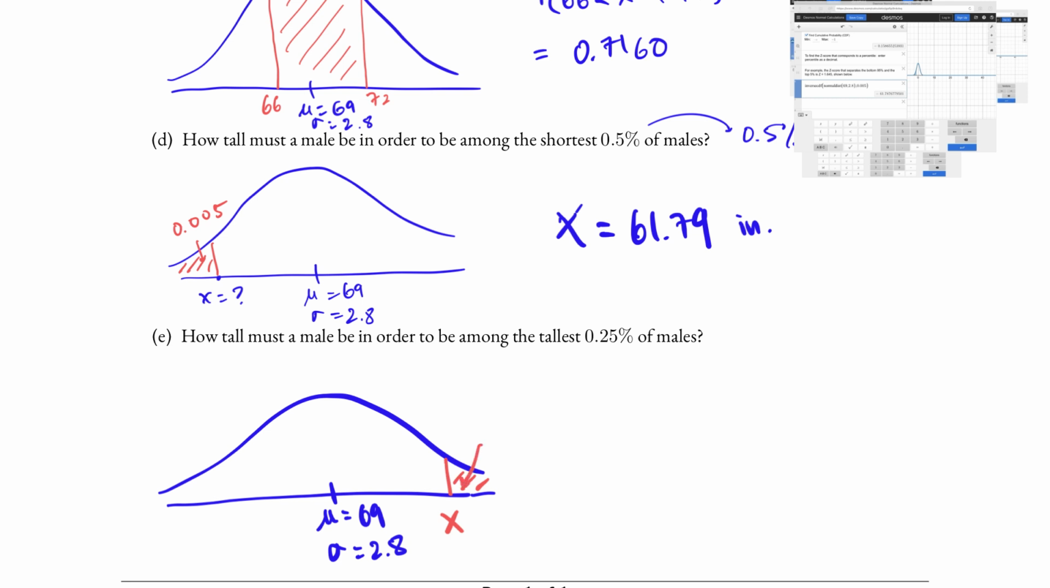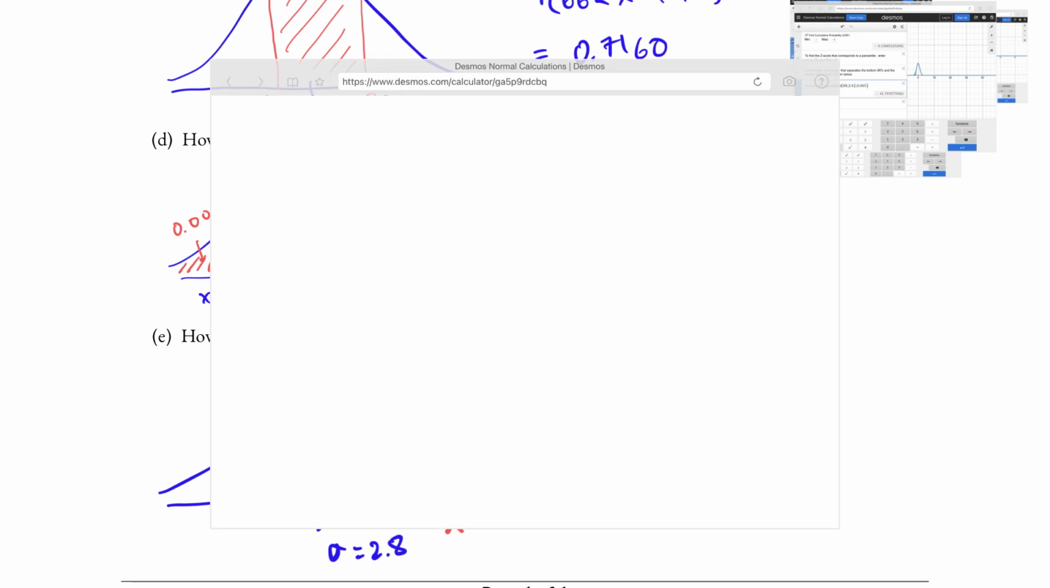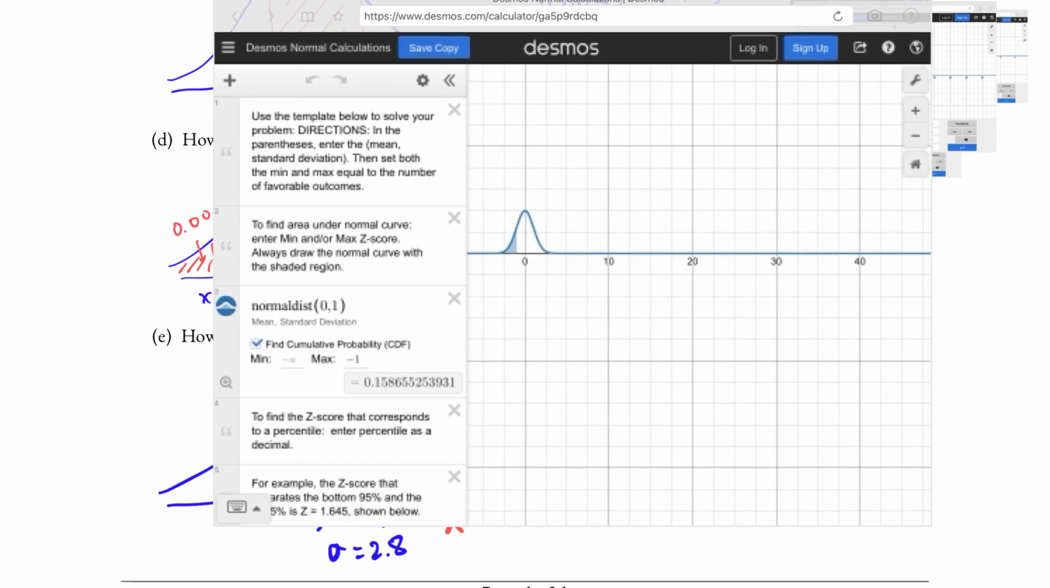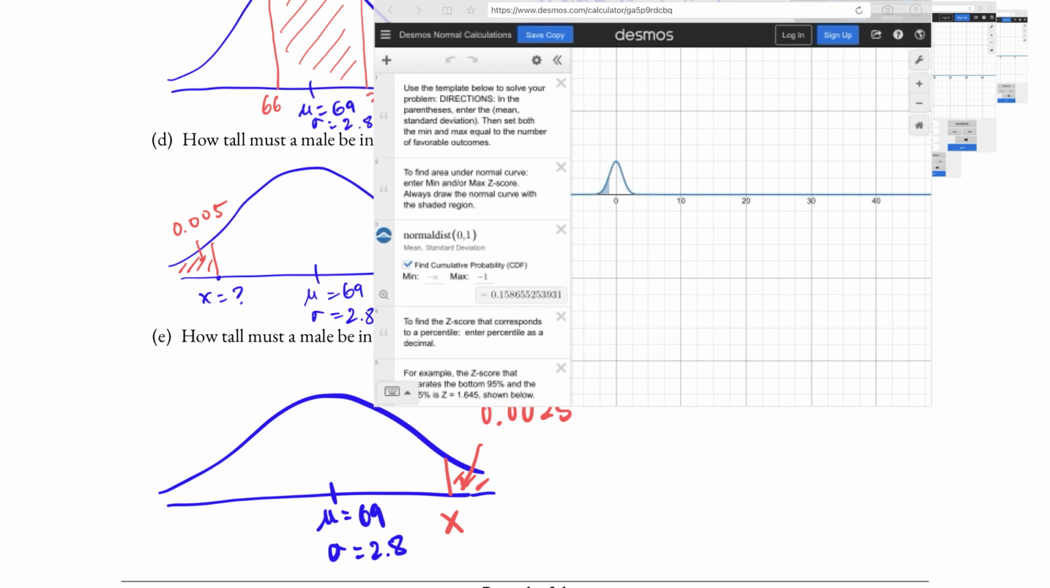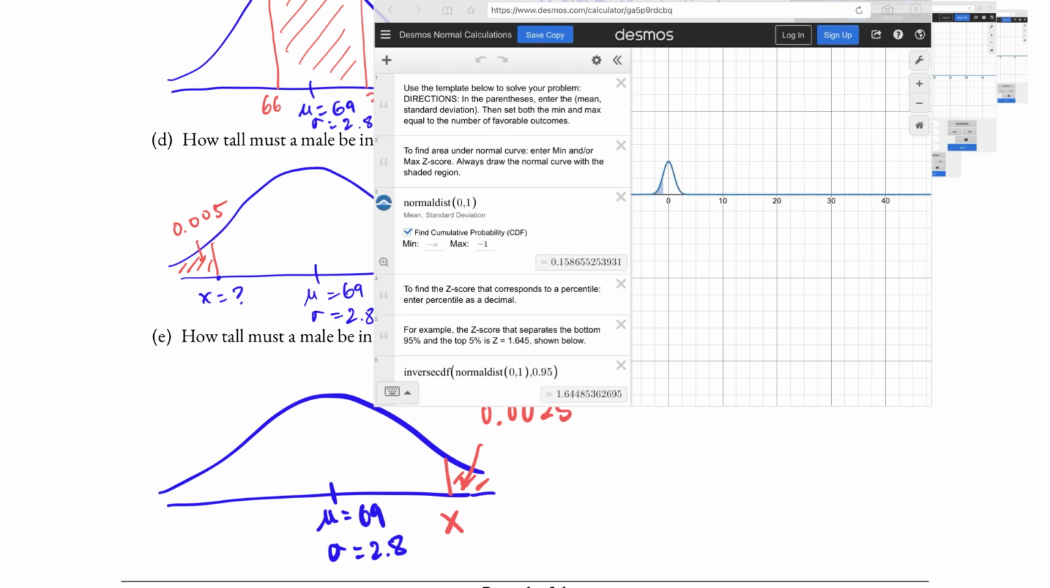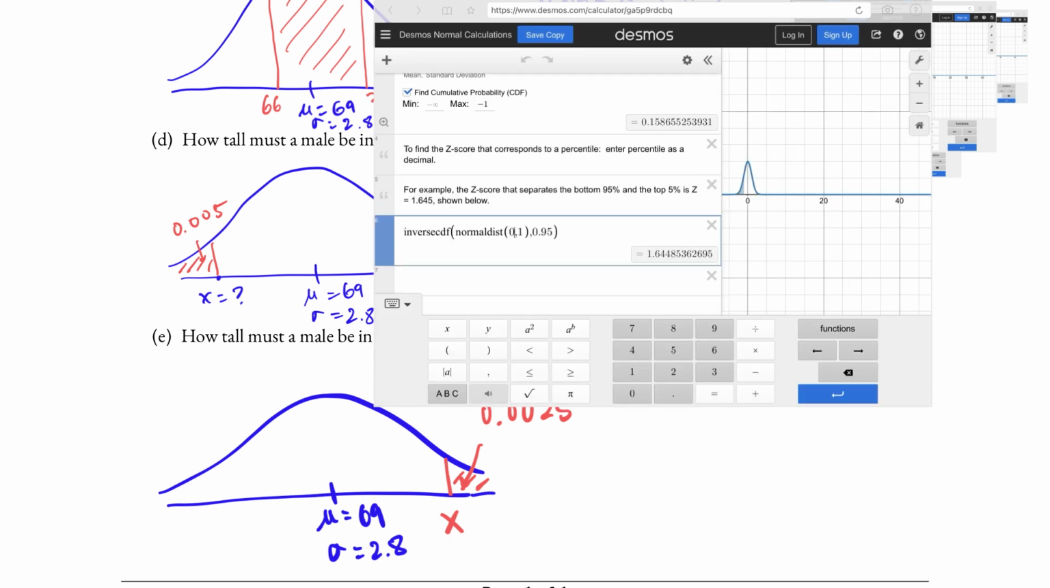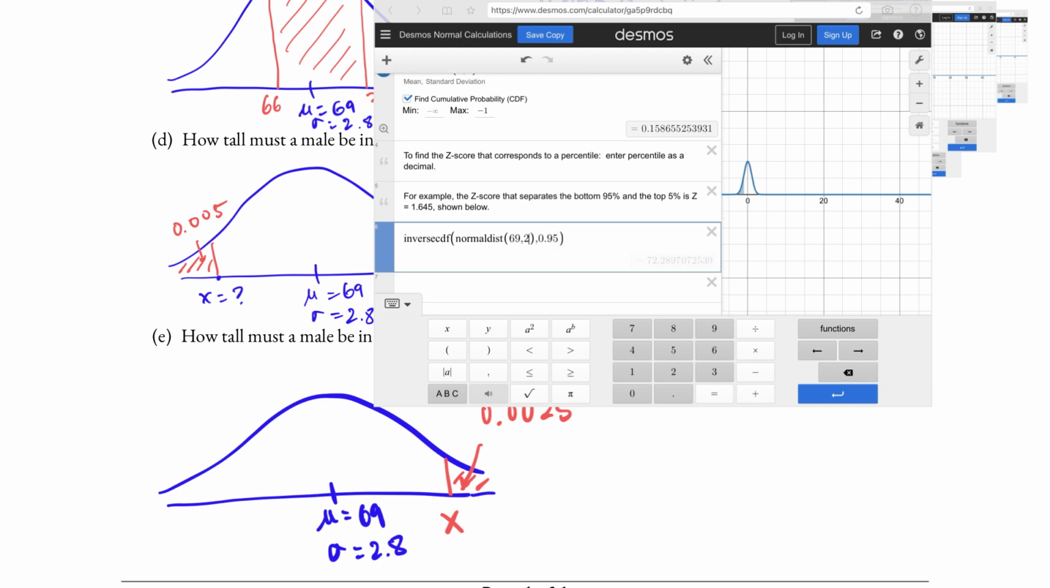And that area is 0.0025. 0.25% is not 0.25 but 0.0025. With this, we're ready to use the calculator. Open Desmos normal calculator, and again, this is not the probability that we're looking for. We're looking for the inverse. The mean is 69, comma, the standard deviation is 2.8.